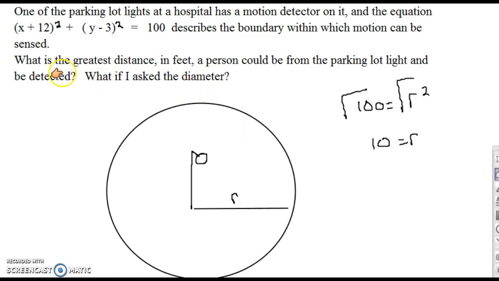Now, number 5 asks for the diameter, so you're going to do the same thing. You're going to find the radius, and if I were asking you the diameter, you would take the radius times 2, so our diameter would be 20.